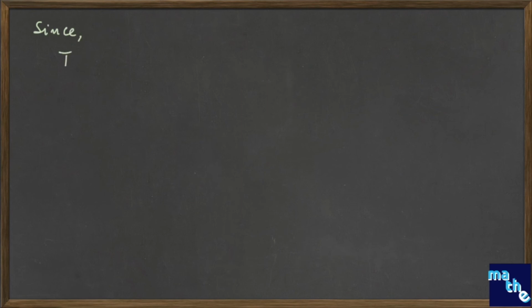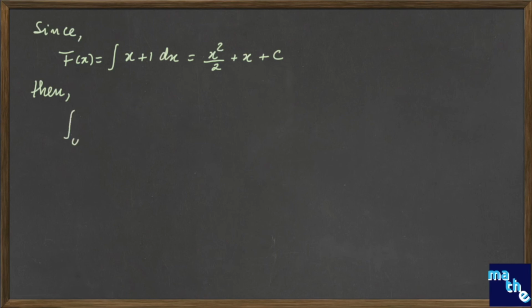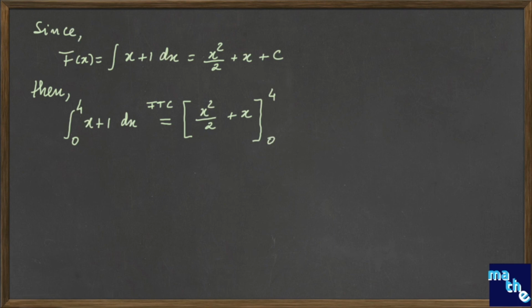Then, knowing the antiderivative of this function, it's easy to obtain the integral of x plus 1 because it will be x squared over 2 plus x plus c, then we can apply the fundamental theorem of calculus. So we will obtain this expression, and finally we need to replace first number 4 and then number 0, like this.